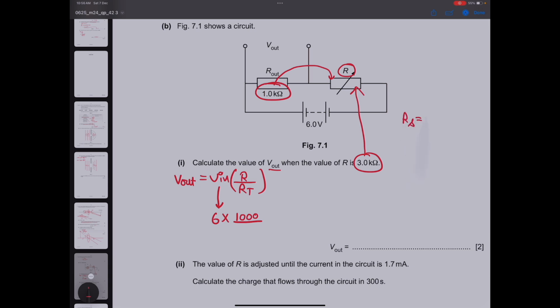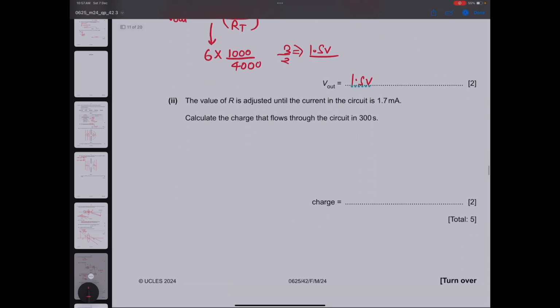R series is equals to R1 plus R2, right? So 1000 plus 3000, you will get the answer to be 4000. Right? Now when you solve this, your answer will come out to be 3.2. Make sure to mention in two significant figures and not in the exact ratio. So 1.5 volts in decimal form. All right. Now, the value of R is adjusted until the current is given. All right. So they have given you the current 1.7 small m ampere.